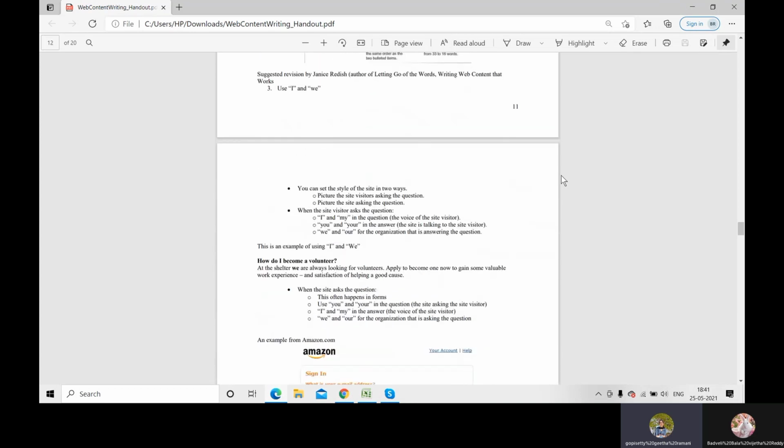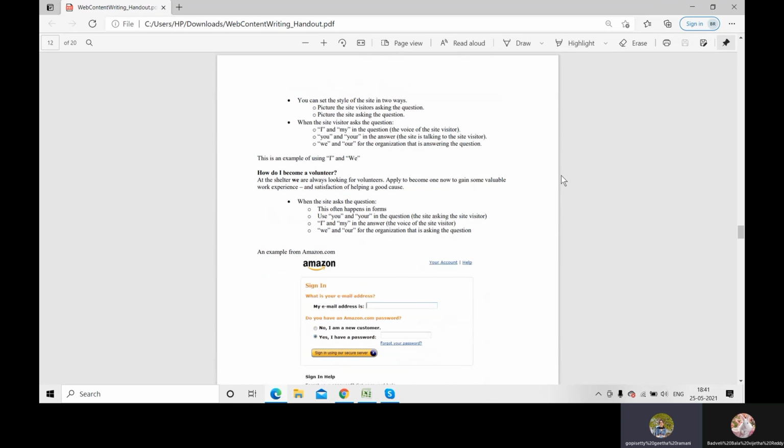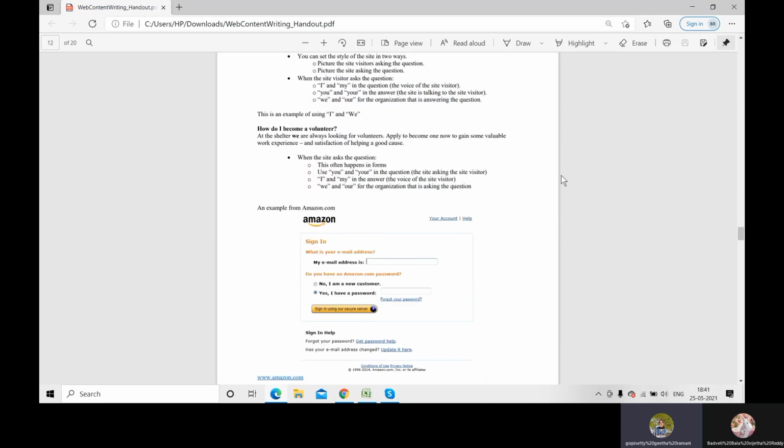You can set the style of the site in two ways. They are: picture the site visitors asking the questions, and picture the site asking the questions. When the site visitor asks the questions, I and my in the question is the voice of the site visitor, and you in the answer is the site talking to the site visitor. We and our are for the organization that is answering the question. This is an example of using I and we.